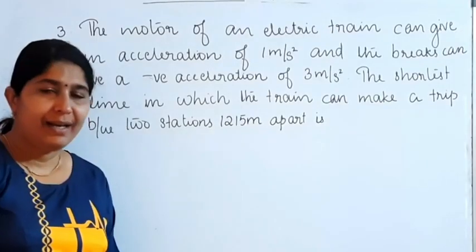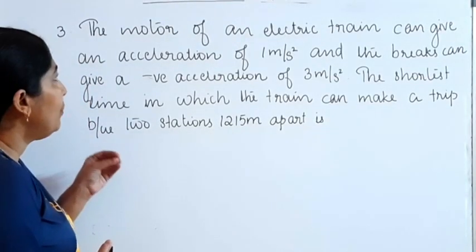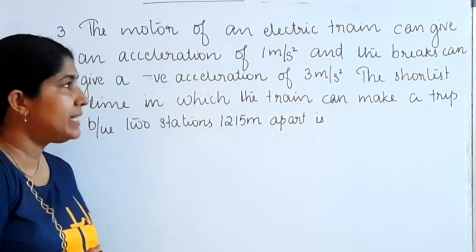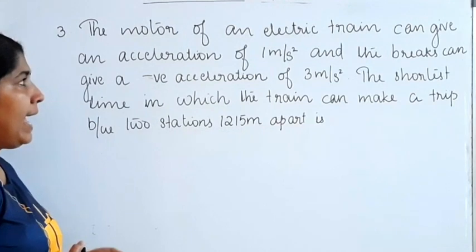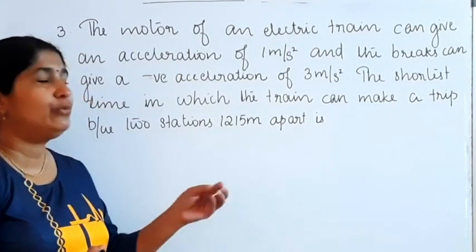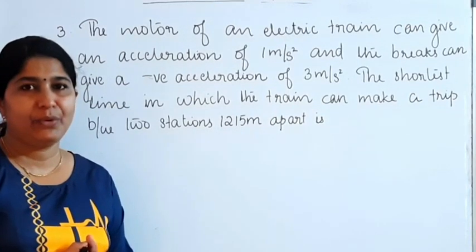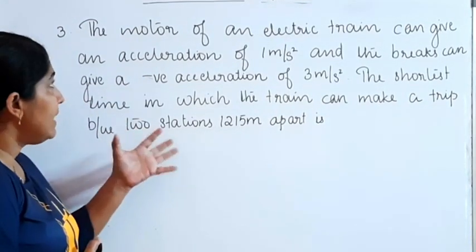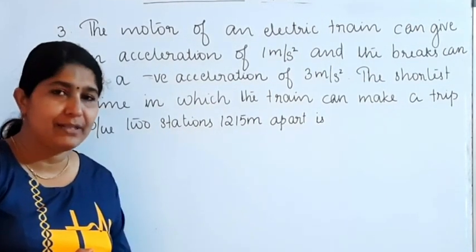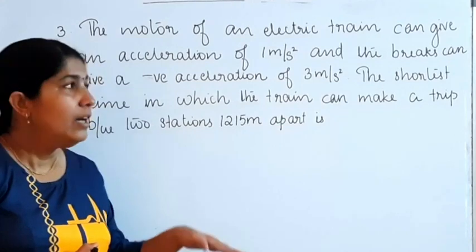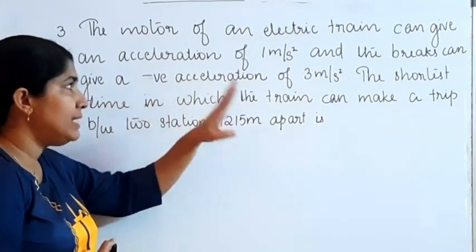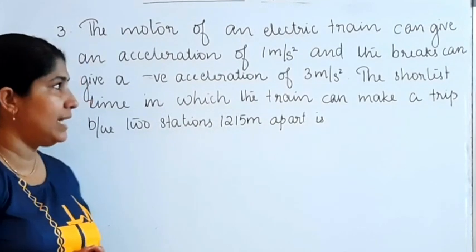Okay. A third question. The motor of an electric train can give an acceleration of 1 meter per second square and the brakes can give a negative acceleration of 3 meter per second square. Okay. The electric train can give an acceleration. Acceleration is given as 1 meter per second square. Then the brake can give a retardation. Negative acceleration means retardation of 3 meter per second square.